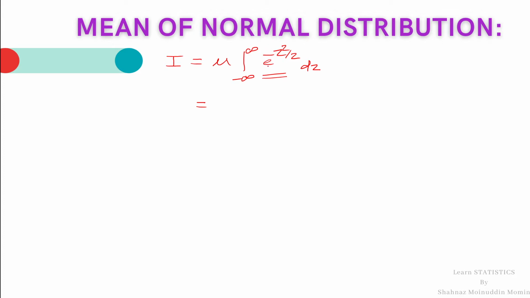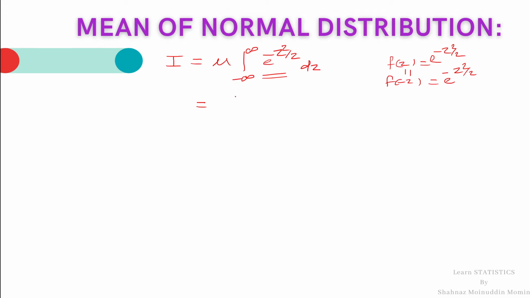Since this is an even function, how do we find it is even? Replace z with minus z. Suppose f(z) is equal to e raised to minus z square by 2. Replace z with minus z. What will happen? It is also e raised to minus z square by 2, meaning these two functions are the same. If f(z) is equal to f(minus z), then the corresponding function f(z) is an even function. I have discussed the odd and even function in detail in that lecture. Students are requested to refer to that lecture to understand the concept more clearly.